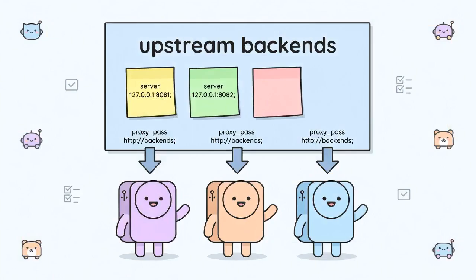For load balancing, you define an upstream block, a named group of backend servers. Inside, you list each server line by line. Then your proxy_pass references the upstream by name, and Nginx distributes traffic across the group automatically.